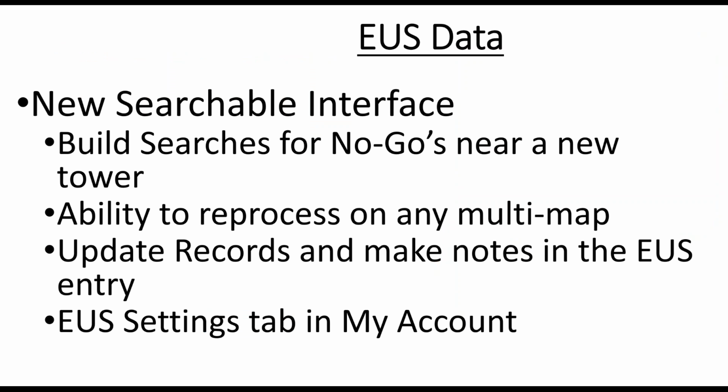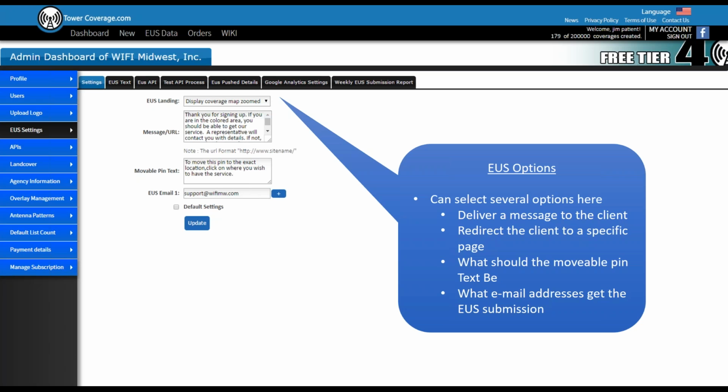Now, inside our EUS data, we have a new searchable interface to search for no-goes near a new tower, so you can do that. You can reprocess on any multi-map. You can update records and make notes. But you also have the EUS settings in your My Account tab. Let's look at this. This is the EUS settings in My Account. This is really important because we can actually say, where do we wish to land our customer?